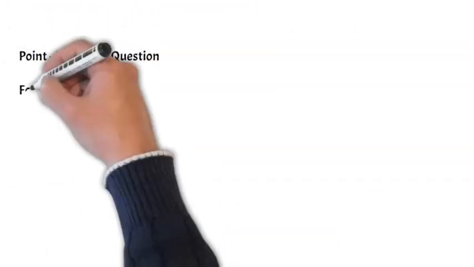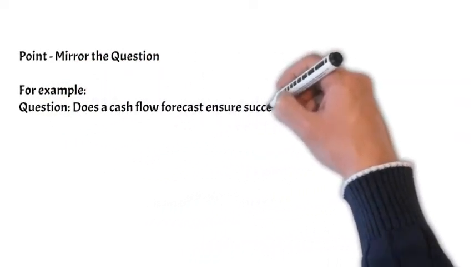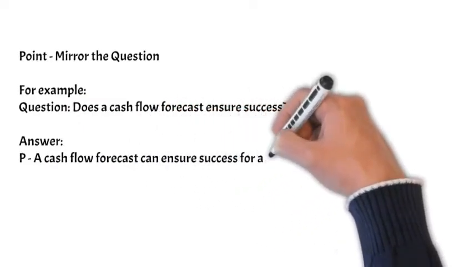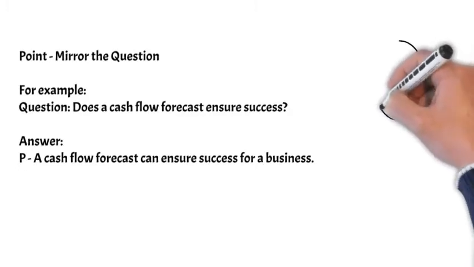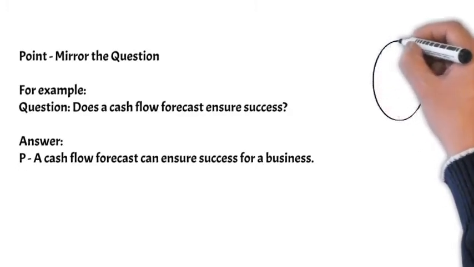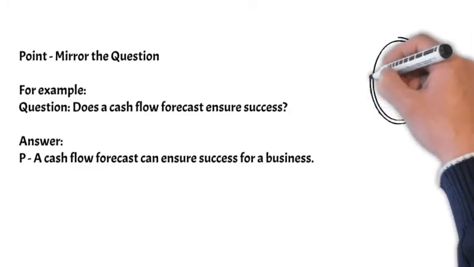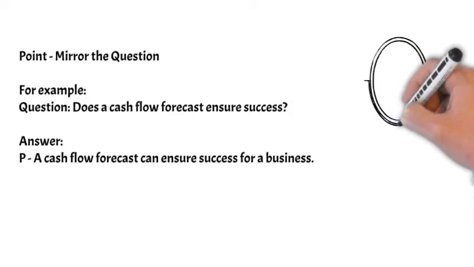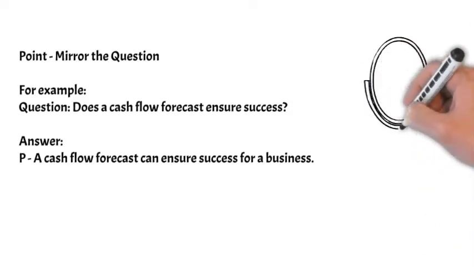Over here, you want to mirror the question. So if the question says, does a cash flow forecast ensure success? You start your answer with, a cash flow forecast can ensure success for a business, or a cash flow forecast doesn't always ensure success for a business, depending on which paragraph you're doing, the for or against. But you want to mirror the question because one of the things in the mark scheme talks about whether you address the question directly. And if you do that, then the examiner will really struggle to say that you're not doing this part of the mark scheme, you're not addressing the question.